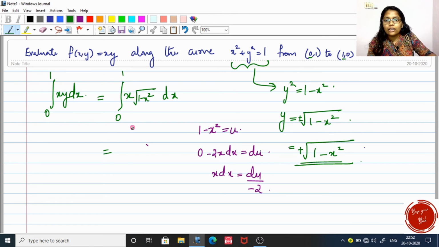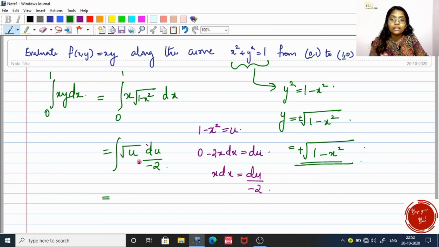Now it is integral root of u, since 1 minus x square is now u, and x dx I replace with du divided by negative 2, and after integration I will put on the limits. Why? Because here the term is in u, so we cannot have 0 and 1 as the limits, because 0 and 1 are concerned with the x variable, isn't it? So what is this? Negative 1 by 2, u raised to half, integration is u raised to half plus 1 by 3 by 2, 2 cancel, it becomes negative 1 by 3, u raised to 3 by 2.